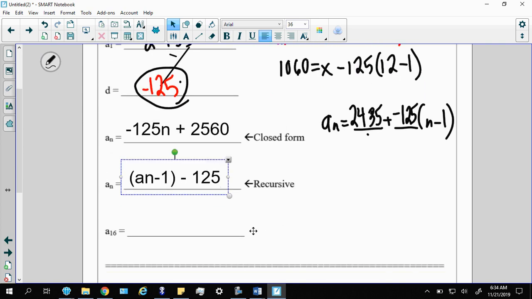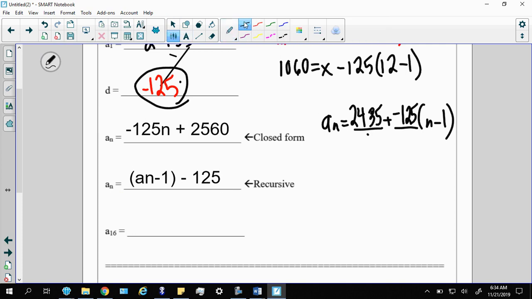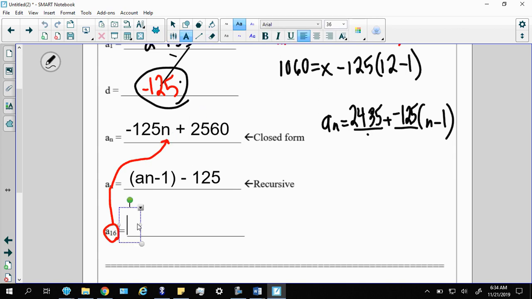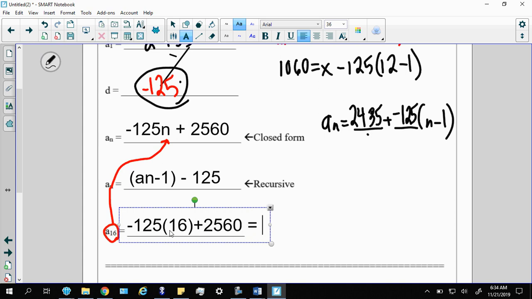All right. Now, lastly, A of 16. Now, again, this question and this entire worksheet is just the same question again and again. That's 16. Plug it in for n. So it will be, and I can type this, it's easier to type, negative 125 times 16, parentheses, plus 2560. The answer is going to be 560. That's it. All right.